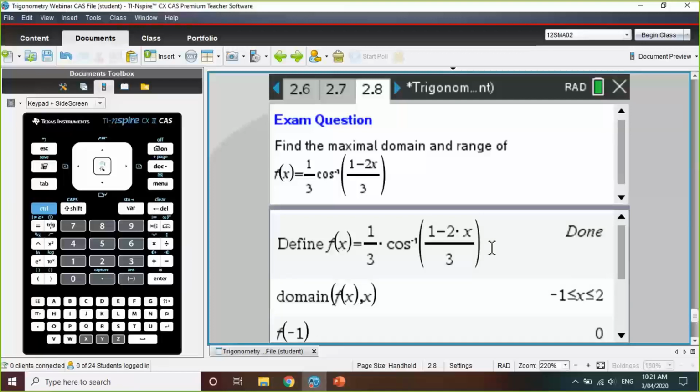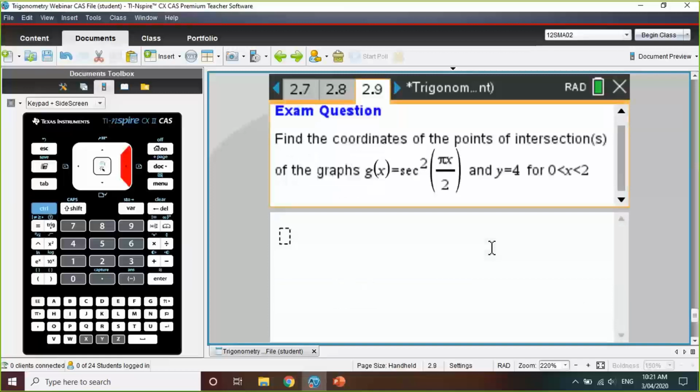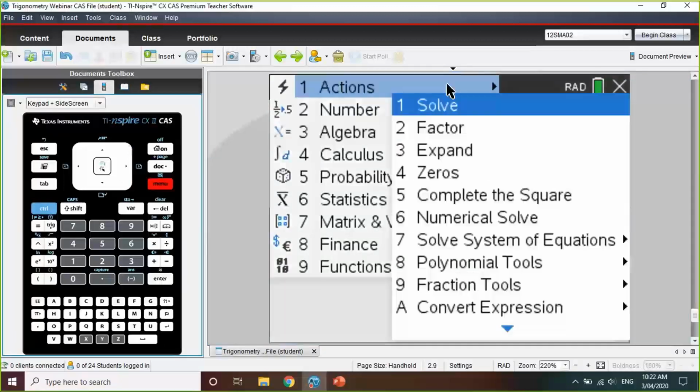All right, this sort of question could be on either a methods or a spec paper. We've got this function, g(x) equals sec squared of pi x over 2, and we want to find the points of intersection between that function and the line y equals 4. Before even doing anything, I'm going to define my function, so I go menu, actions, define.